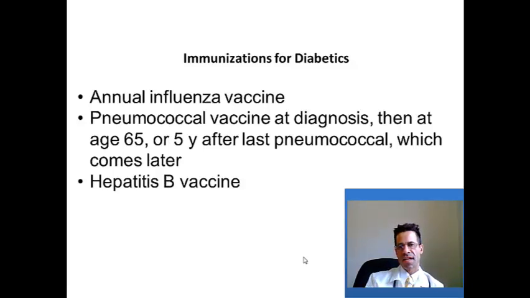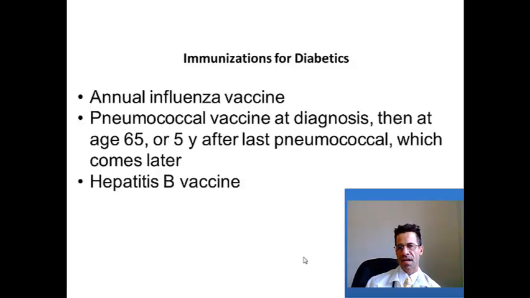There are 3 important immunizations for diabetics. They include an annual influenza vaccine, and it should not be the intranasal vaccine for diabetics. The pneumococcal vaccine should be given at the diagnosis of diabetes or whenever it can be given before age 65, and then again it should be given at age 65. It should not be given within 5 years of the last one, so if you have given the patient a pneumococcal vaccine between age 60 and 65, you should wait 5 years until you give them that booster instead of giving it at age 65.